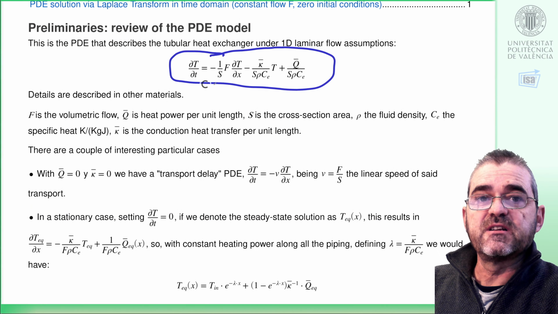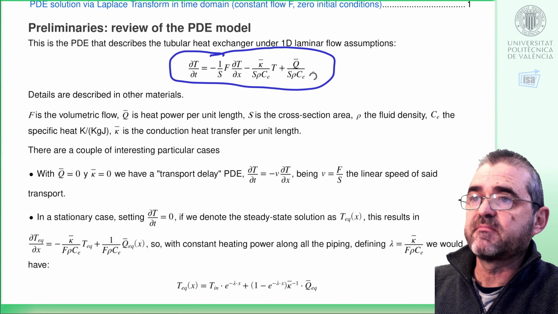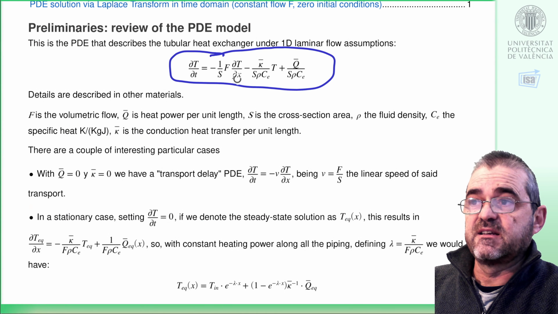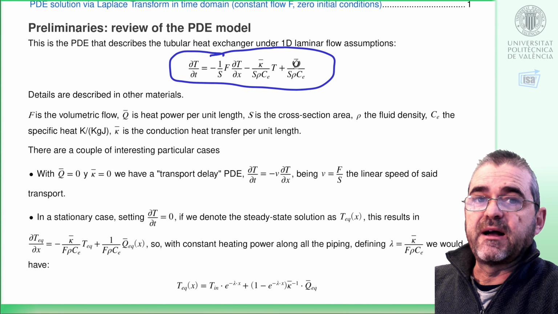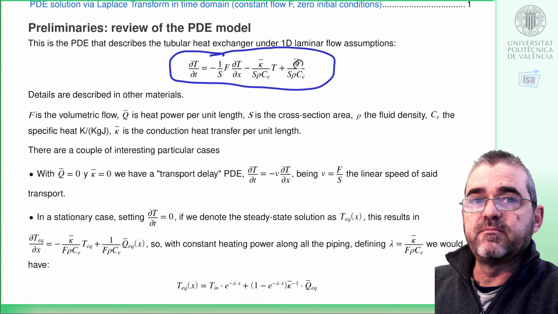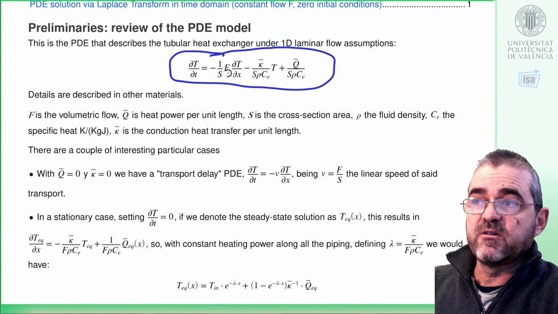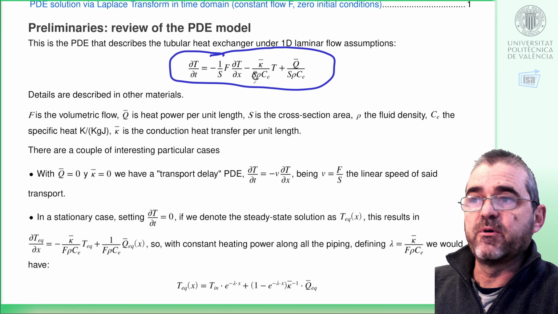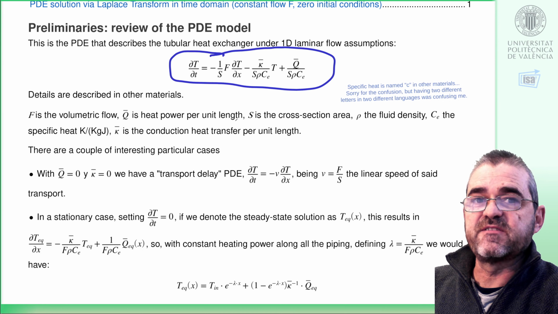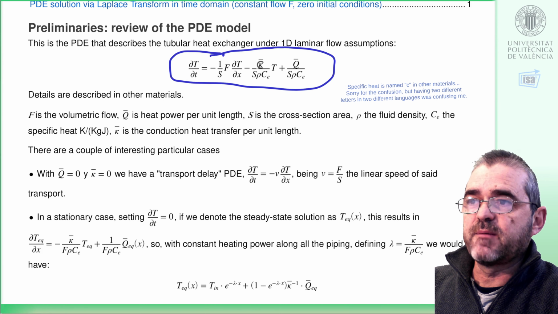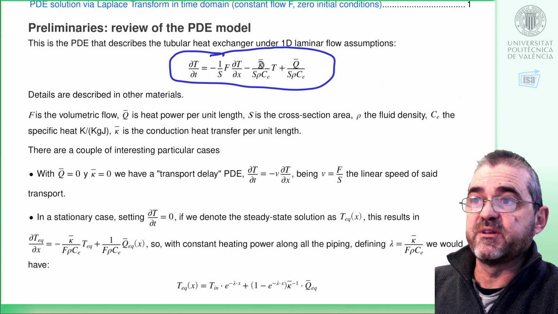The partial differential equation we are going to solve is this one. Details are in other materials, it's well known. Bar Q is the heating power per unit length, F is flow, S is cross-section, rho is density, and capital CE is specific heat, and bar kappa is the heat transfer coefficient per unit length.